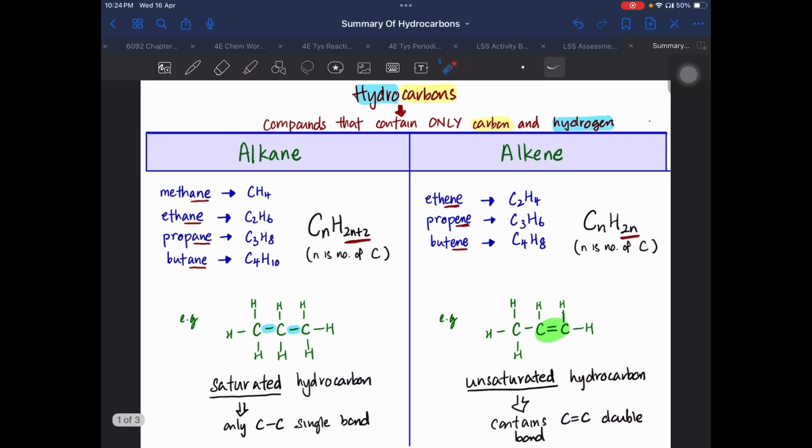For instance, if we were to go from methane to ethane to propane to butane, so on and so forth, what are we expecting to change in terms of the physical properties like melting point, boiling point, etc.? What if we go from ethene to propene to butene, so on and so forth? What are we expecting to change in terms of the physical properties?